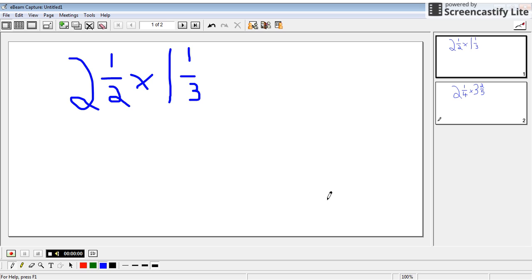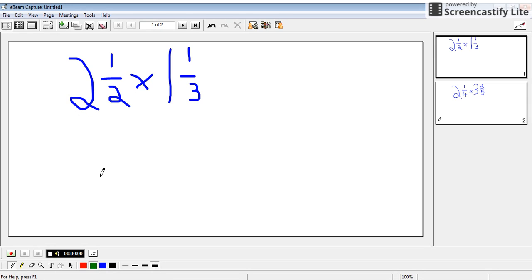Alrighty, grade 8. Here's part 2. Let's take a look at this question we have in front of us here. It's 2 1/2 times 1 1/3. Well, what's our answer? Let's work through this together. I'm going to put my work in green.